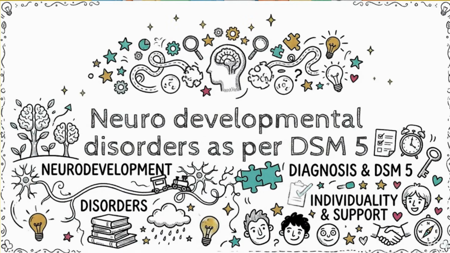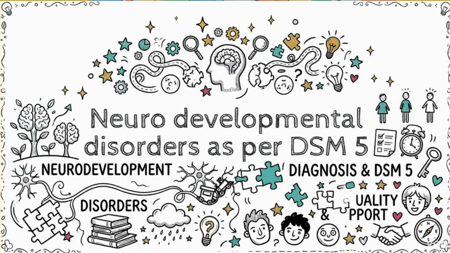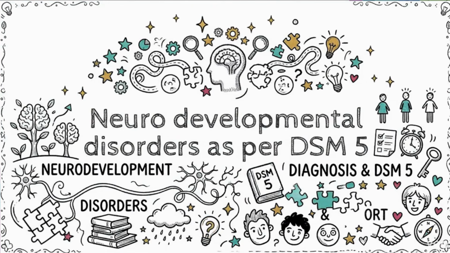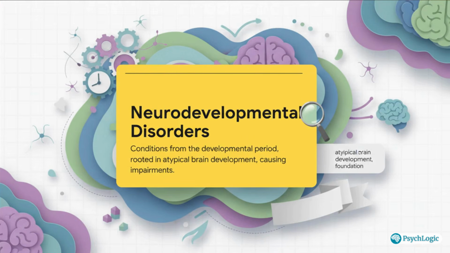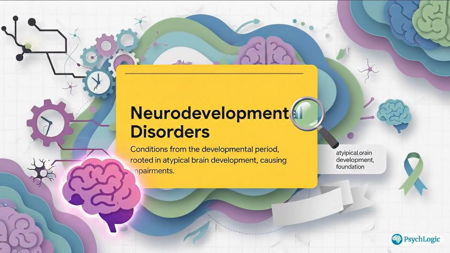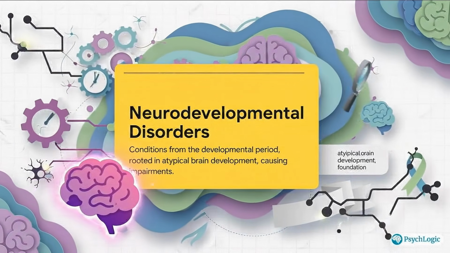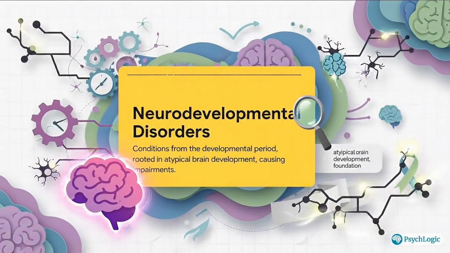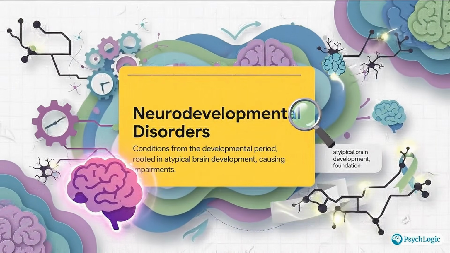What exactly is a neurodevelopmental disorder? What are we really talking about when we use that term? Okay, so here's the formal definition. Neurodevelopmental disorders are a group of conditions that show up during the developmental period. The two key phrases you really want to lock in on are developmental period, which tells us they start early in life, and atypical brain development. So this isn't something that happens to a person later on. It's really rooted in the very foundation of how their brain and nervous system are put together.